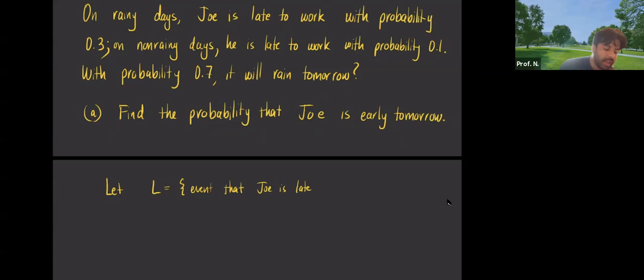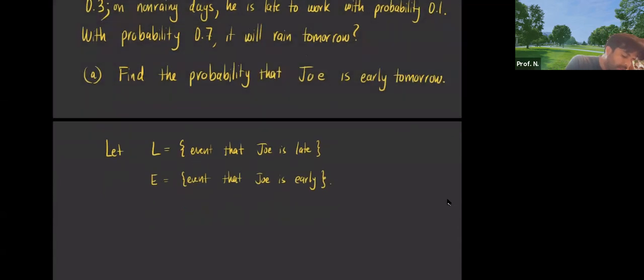Okay, so I'm going to write that L is the event that Joe is late, right? And then E is the event that Joe is early. And then R is the event that it rains. And N, I guess, is the event that it doesn't rain.